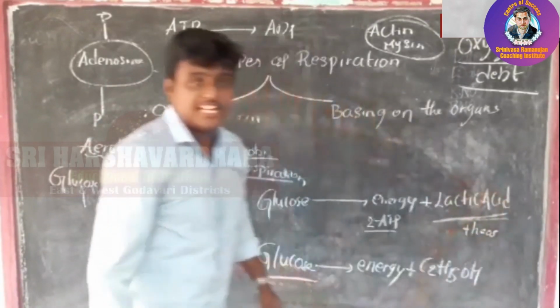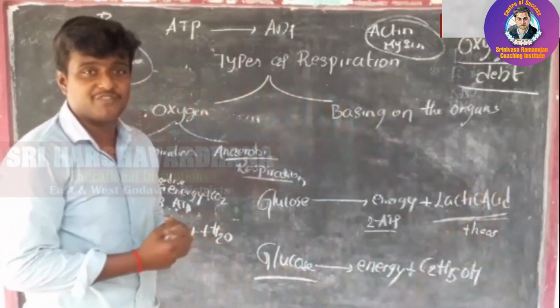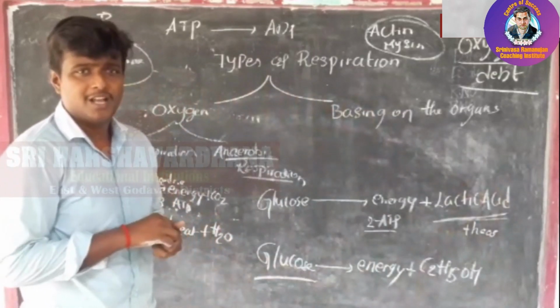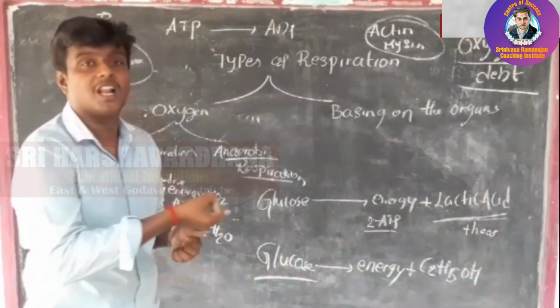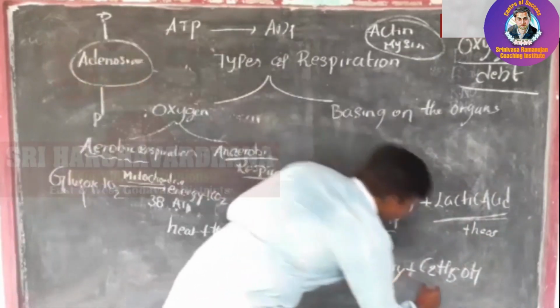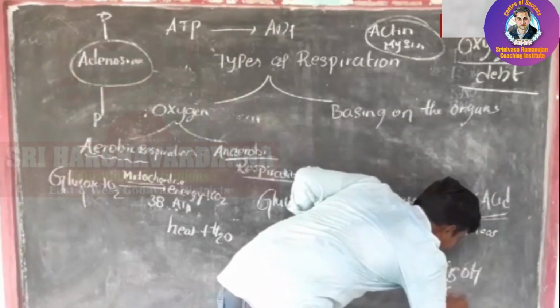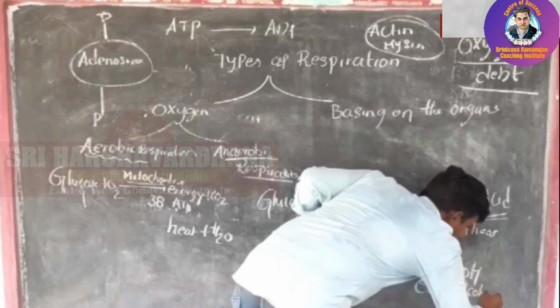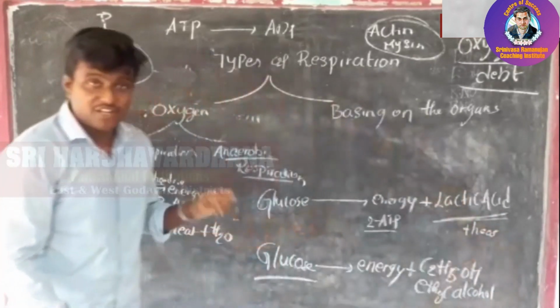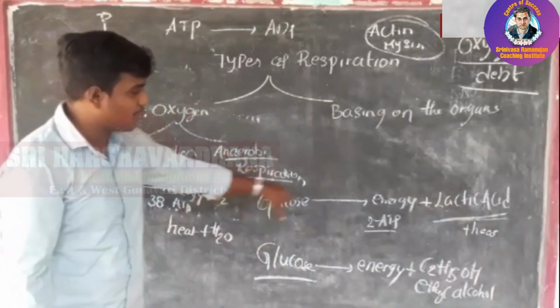C2H5OH. What is C2H5OH? It is nothing but alcohol, and we call it ethyl alcohol.